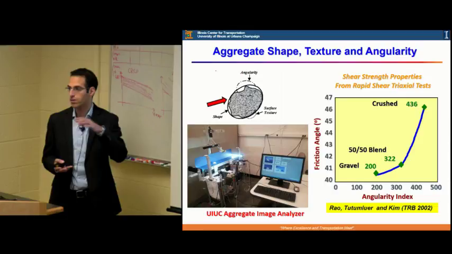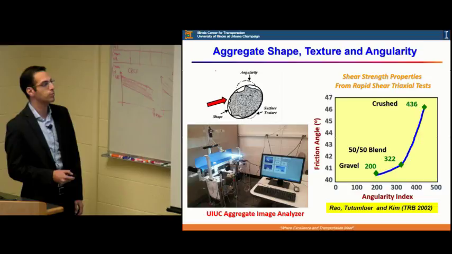The importance of this is that the shear properties of the material actually vary with different shape properties. For example, if the angularity increases, going from gravel, which is rounded material, to good quality crushed stone aggregate, the friction angle will increase significantly, showing better shear properties.